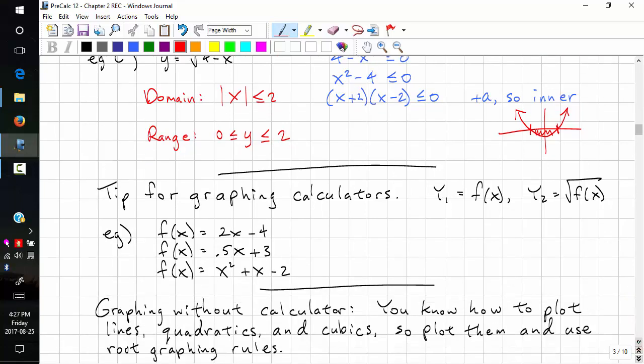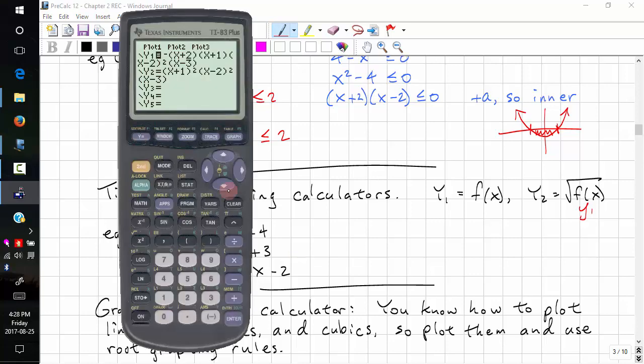So, tips for graphing. You can use this, and this is going to be square root of y1. This will make it easier. If you just leave this function here, you can plug in different y1s, and you can check a lot of equations quickly. Okay, we'll clear.